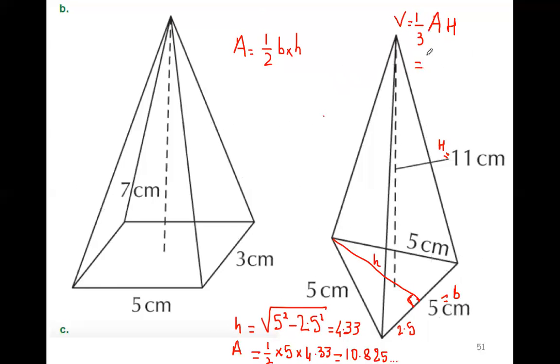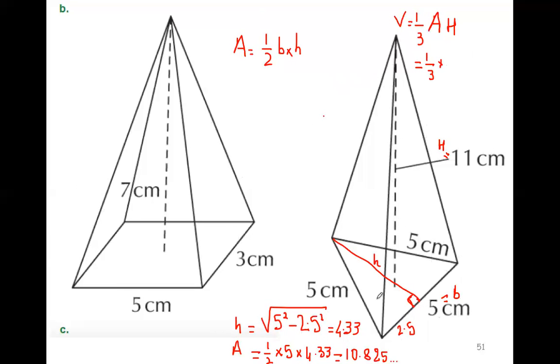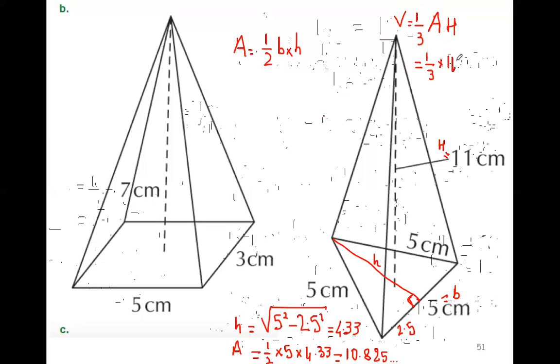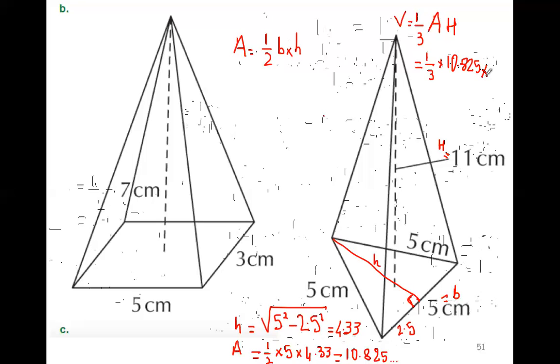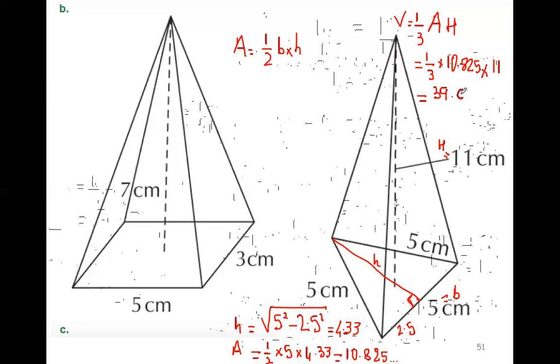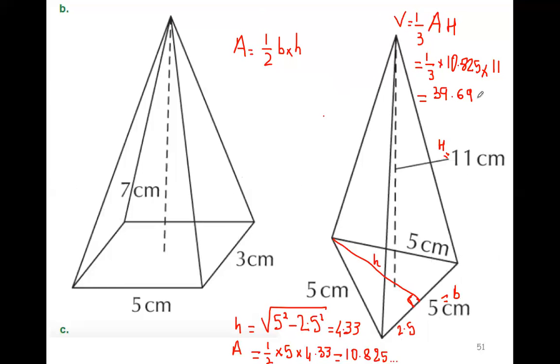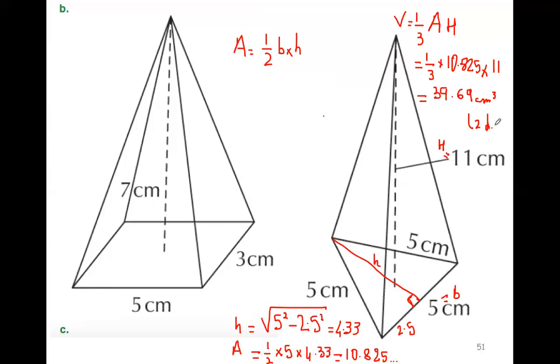So if you put in your calculator a third times 10.825 times 11, your final answer should be 39.69 with 2 decimal places. I can't remember if they ask us to give it to 1 decimal or 2. I can check again. Centimeters cubed. Just to be safe, I've rounded it to 2 decimal places.